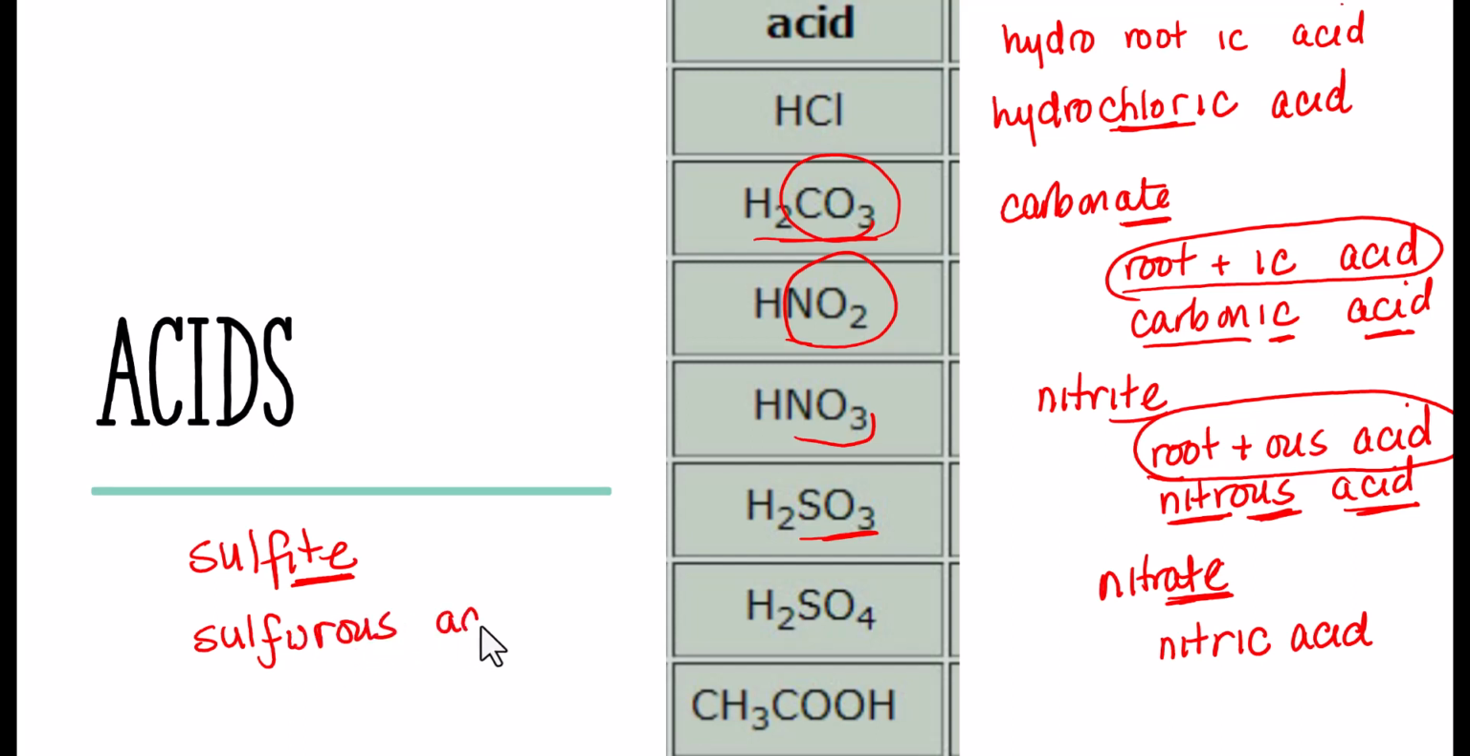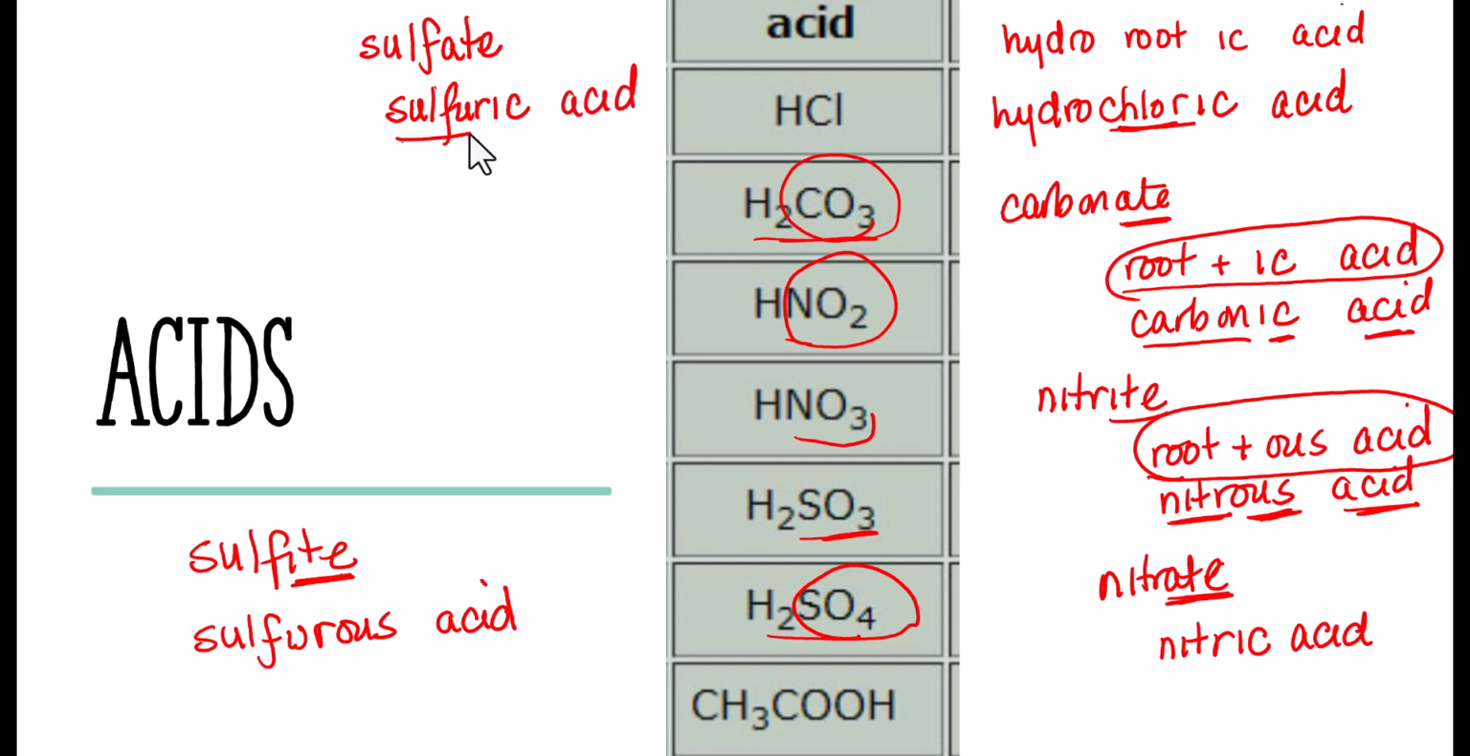Next one is H2SO4. Again, this is a polyatomic because the oxygen is present. So I look up SO4, which is sulfate. Since it ends in -ate, we know it's going to be root plus -ic acid. So this is going to be sulfuric acid.